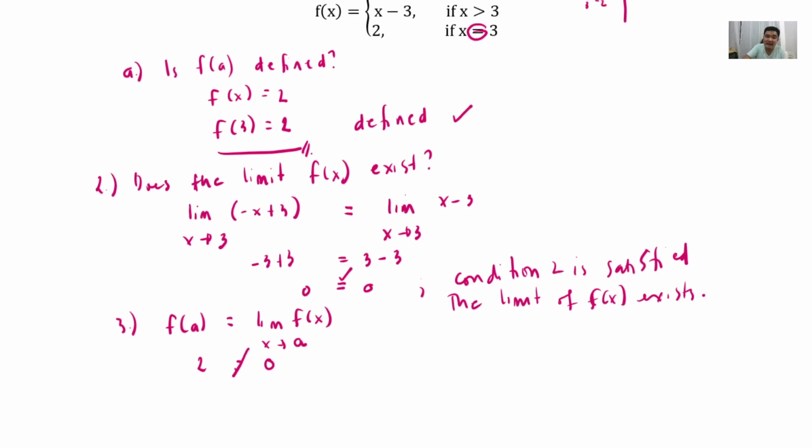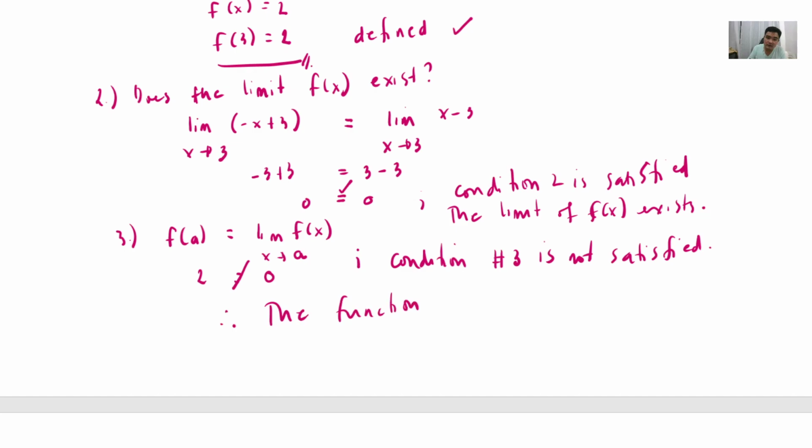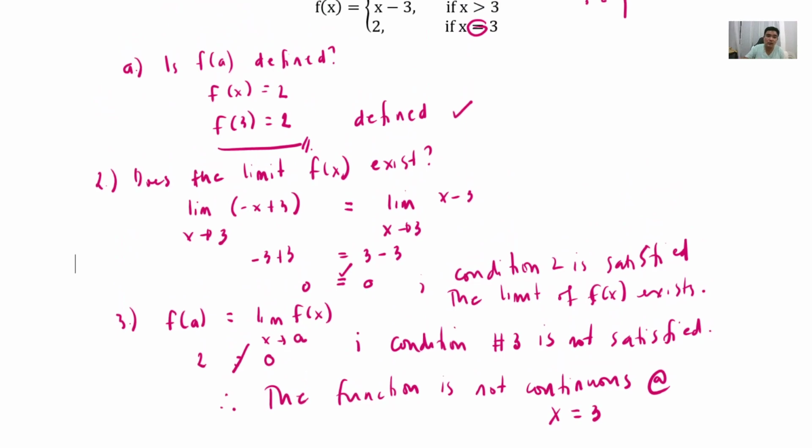Anong sabi natin? Dapat masatisfy niya lahat yung tatlong conditions para masabi natin na continuous siya. So, ibig sabihin dito, class, condition number 3 is not satisfied. And if it is not satisfied, therefore, the function is not continuous at x is equal to 3. Okay? So, it's not continuous at x is equal to 3.